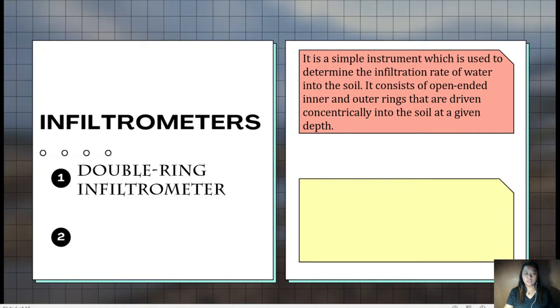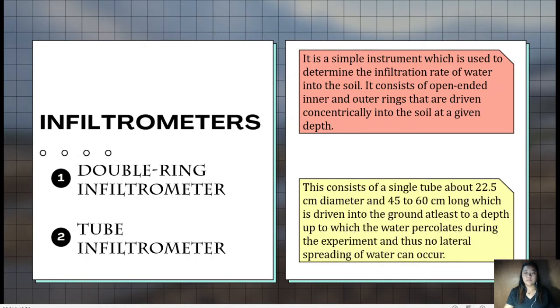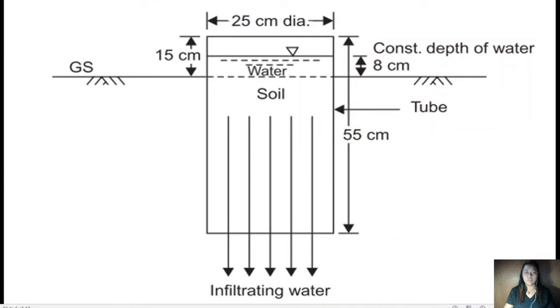Next is the tube infiltrometer. This consists of a single tube about 22.5 cm in diameter and 45 to 60 cm long, which is driven into the ground at least to a depth up to which the water percolates during the experiment, and thus no lateral spreading of water can occur. The water added into the tube at regular time intervals to maintain a constant depth is noted, from which the infiltration curve can be drawn. So this is the tube infiltrometer.